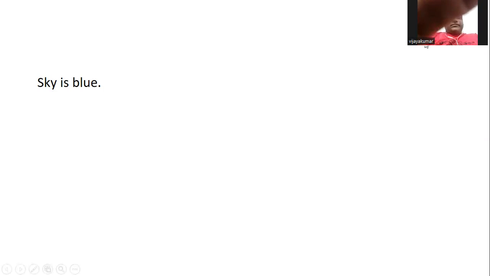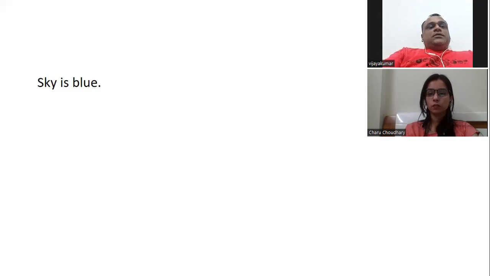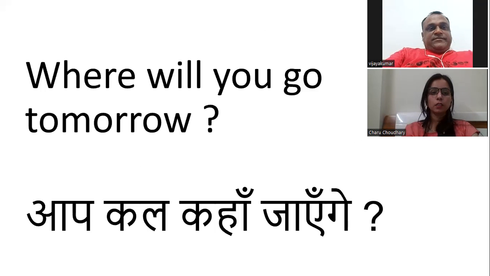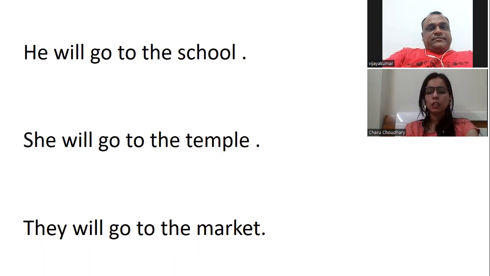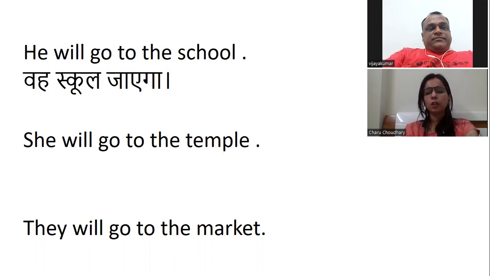Okay, sky is blue. Sky is Asman. Asman. Yeah. Neela. Yeah, very good. So I will just ask again, and now please make one sentence like: he will go to the school, vah school jayega. So just you make one sentence by yourself.